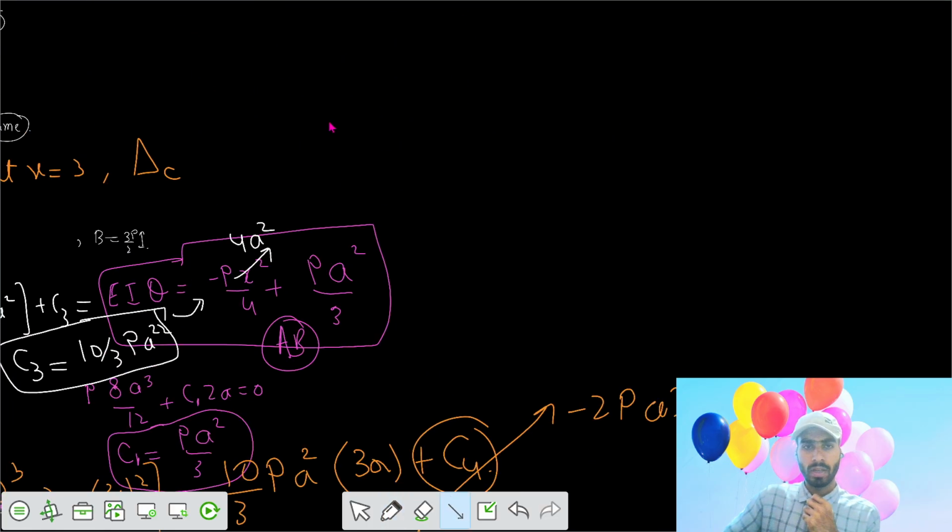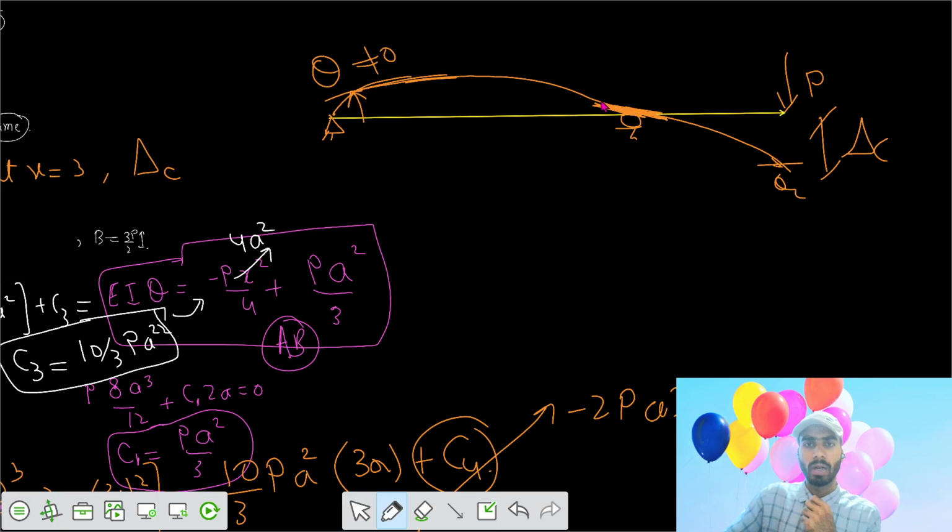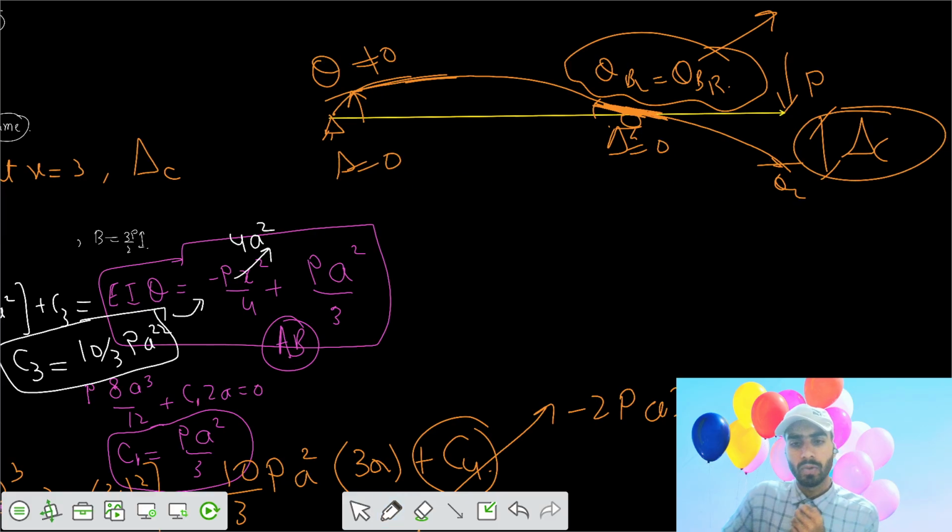And the deflected shape would look like this. Here it was support A and support B. You apply load of P here, so it will deflect downwards. This is your delta C. There is also some theta here, theta C. To maintain the slope, the slope on the left and on the right should be the same. Then you join the two. So this is your deflected shape. Here theta A equals 0, but theta B left equals theta B right, and this was the critical condition for this question. And here delta is 0, and here delta C. So this question became very lengthy by using the double integration method.